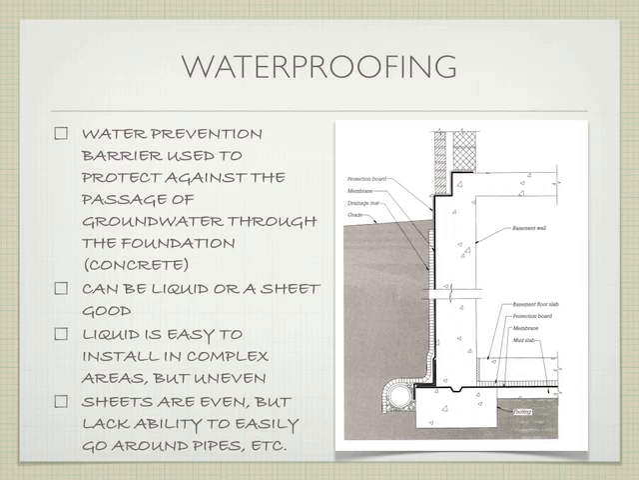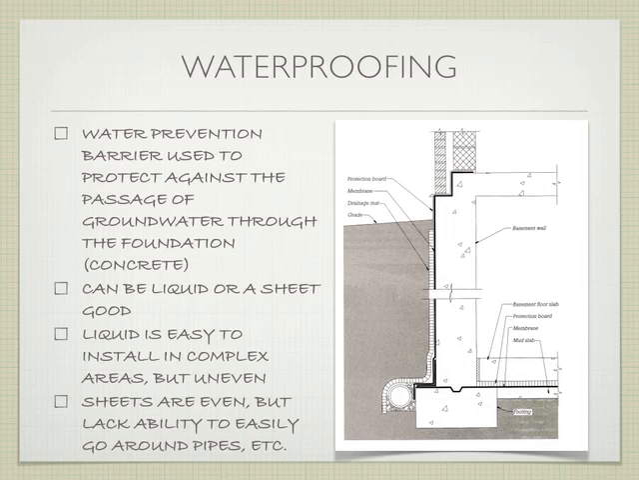The liquid is easy to install, especially if you have complex areas, you have pipes or something weird coming out. It's easier to just paint on a liquid than to try to cut a sheet good around that. The disadvantage of that is that it can go on very uneven. You're just painting it on. It might be thicker in one area, thinner in another area, which is more risky. Sheets are perfectly even. They're the same thickness all the way along, but it's hard if you're trying to cut around some kind of odd-shaped object.